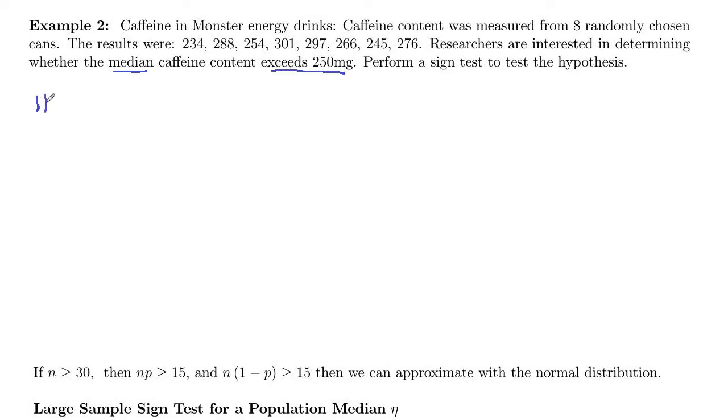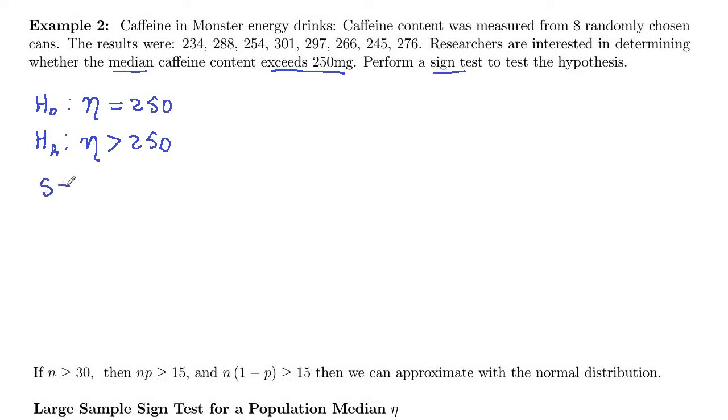So we first need H0 and HA. We're going to perform a sign test, they tell us, to test that hypothesis. What we're trying to establish is that the caffeine content median exceeds 250. So that would be eta greater than 250. And if that's not the case, then our median is equal to 250. So there's our null and alternative.